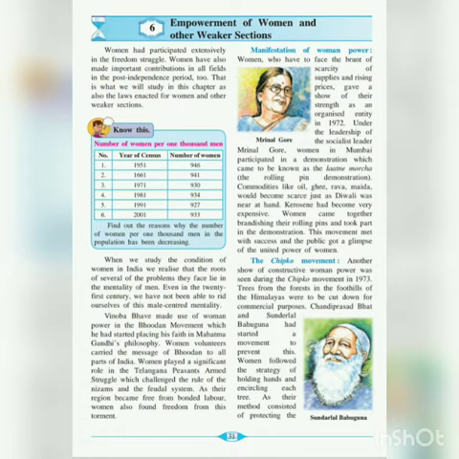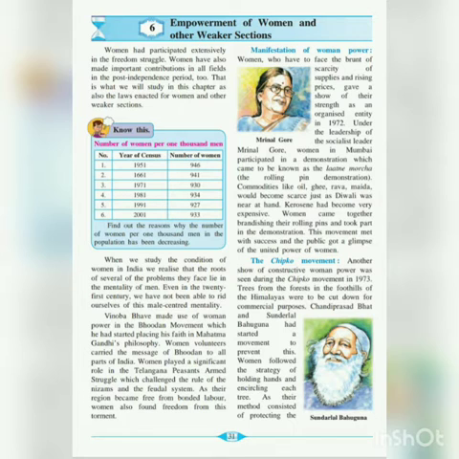First of all, I am going to read the table of the number of women per 1000 men. In the year 1951, the number of women per 1000 men was 946, in 1961 it was 941, in 1971 it was 930, in 1981 it was 934, in 1991 it was 927, and in the year 2001 the number of women per 1000 men was 933.